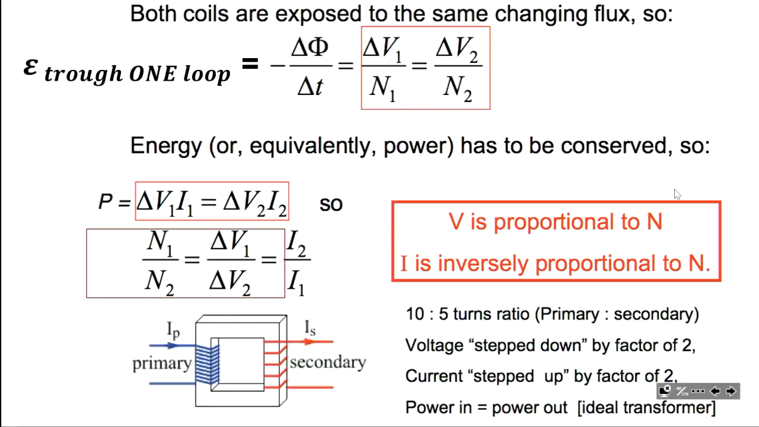And we can see that if we increase the number of turns, we increase voltage, but we decrease current. We cannot increase both, because that would mean we are gaining energy from nothing. The total amount of energy remains. If we decrease current, we increase voltage. If we increase current, we decrease voltage. Increase current, decrease voltage. Decrease current, increase voltage.